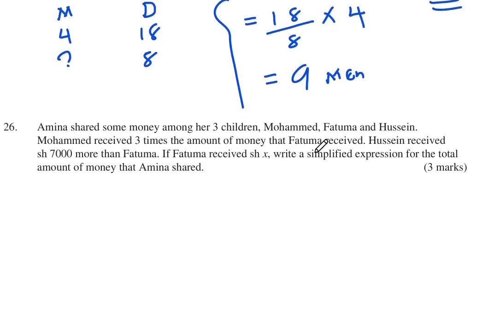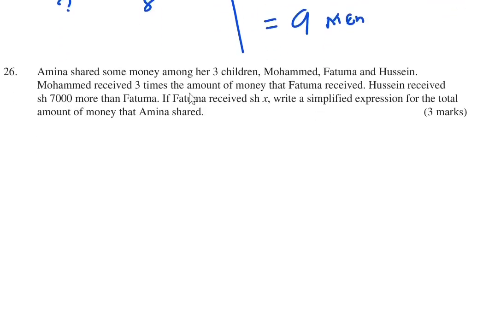Number 26. Amina shared some money among her 3 children, Mohammed, Fatuma, and Hussein. Mohammed received 3 times the amount of money that Fatuma received. Hussein received 7,000 more than Fatuma. If Fatuma received X shillings, write a simplified expression for the total amount of money that Amina shared.